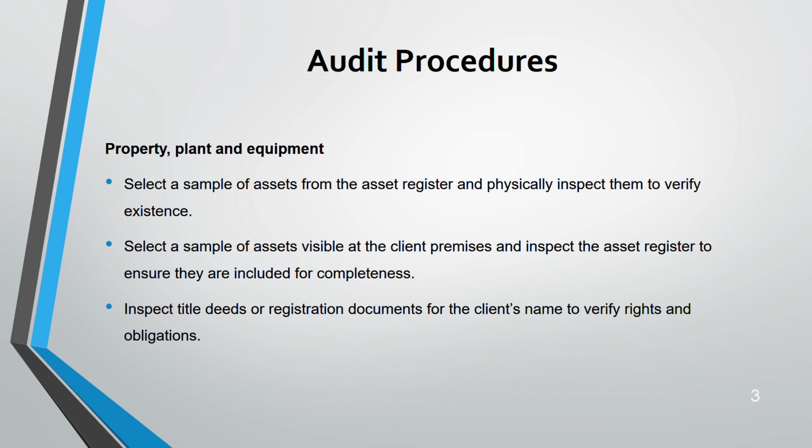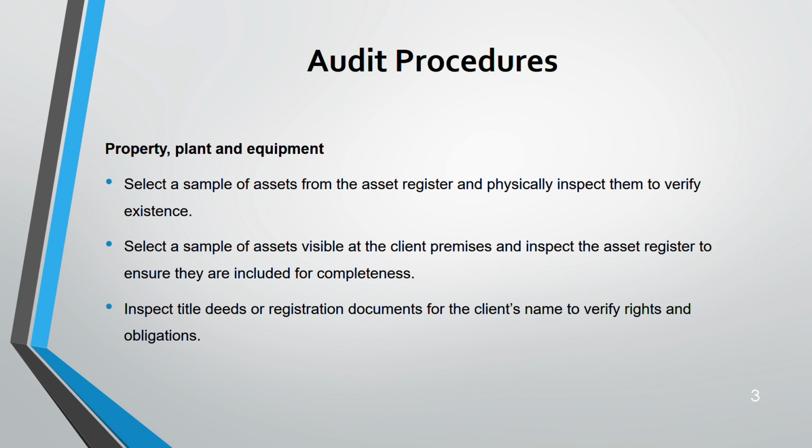You have to make sure that you have the right to that asset, that you own that asset, because some of you might have taken it under lease. So that's why you have to check whether you own it or not. That means what is the assertion here? Rights and obligations. Okay, rights and obligations is the assertion. That is what you're testing.